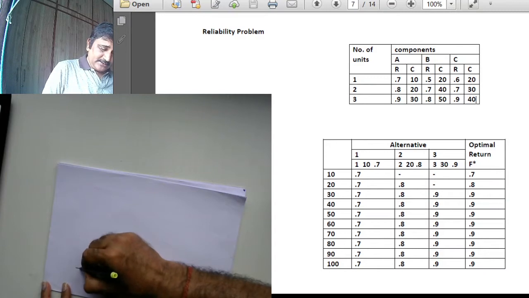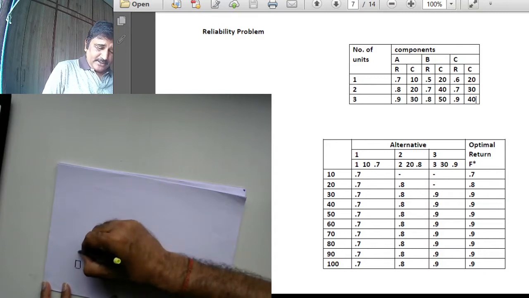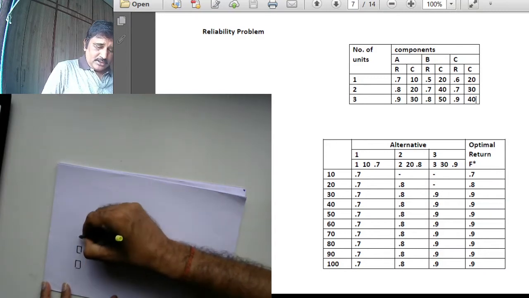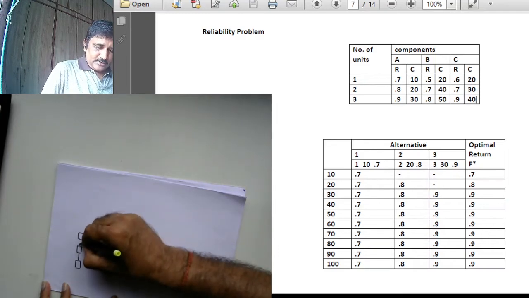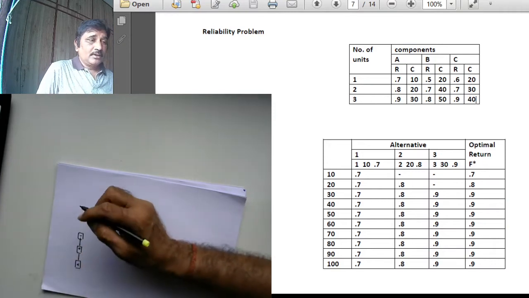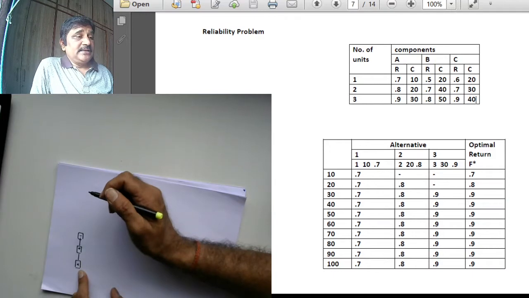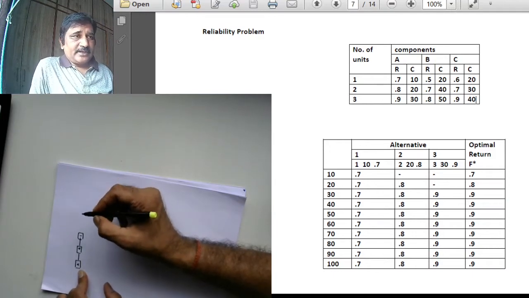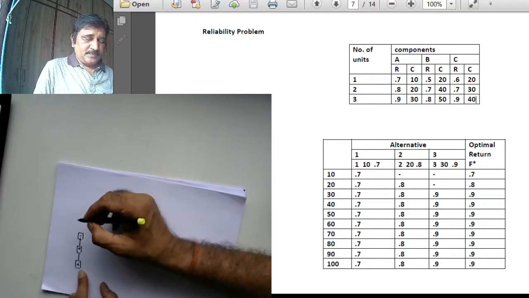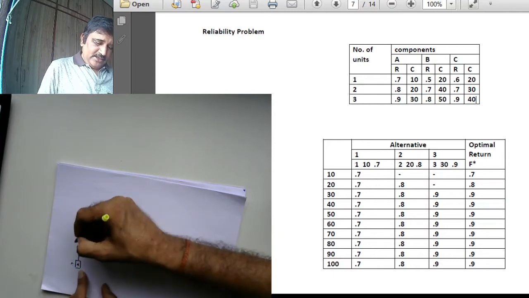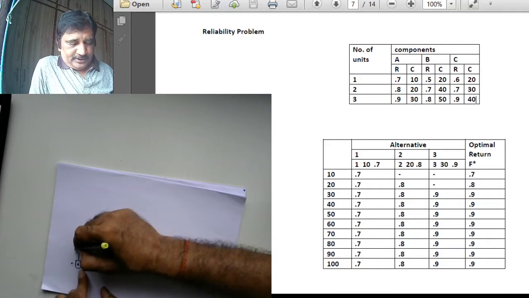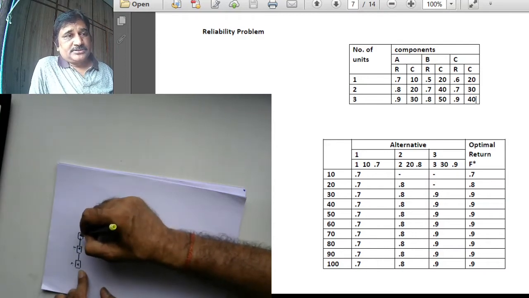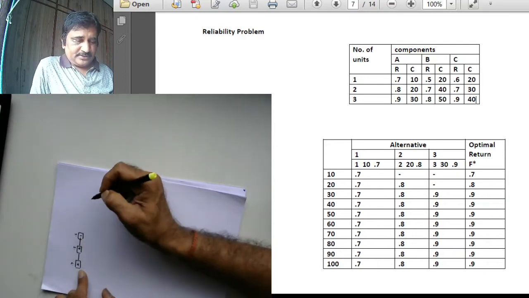For example, like this one, this is B and this is C. A, B and C are connected in series. Now each component has its own reliability. For example, say the reliability of component A is 0.7, reliability of component B is 0.5 and reliability of component C is 0.6, for example.